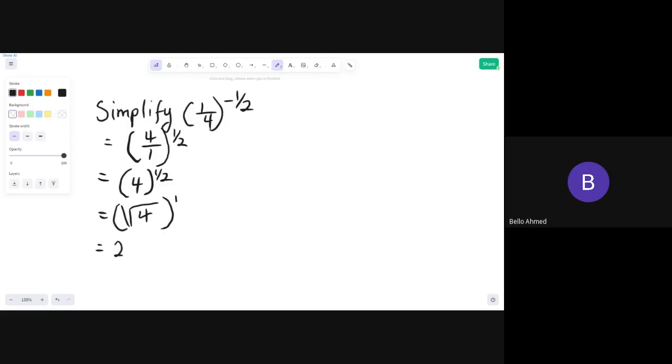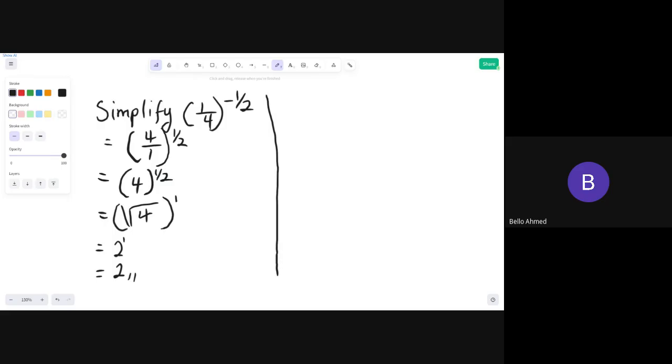So we have 2 raised to power of 1. Then 2 raised to power of 1 is actually going to give us what? It's actually going to give us 2. And that is how to solve this problem. Well, we can actually solve this problem in another way.